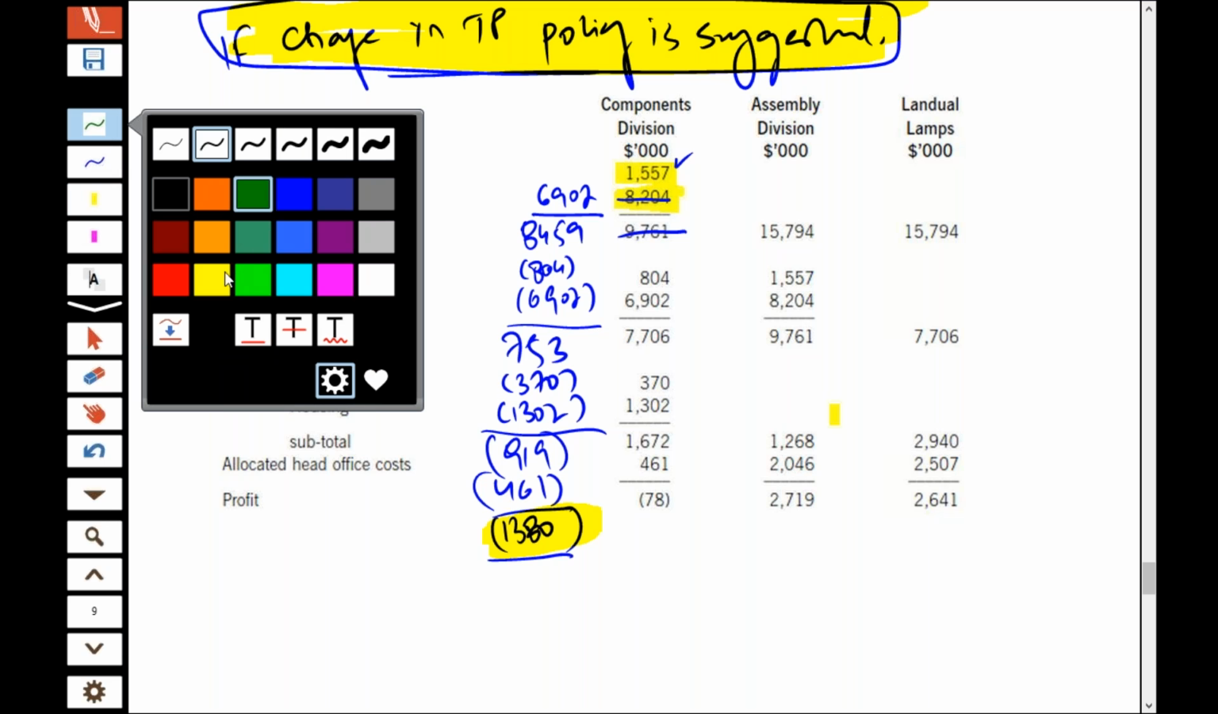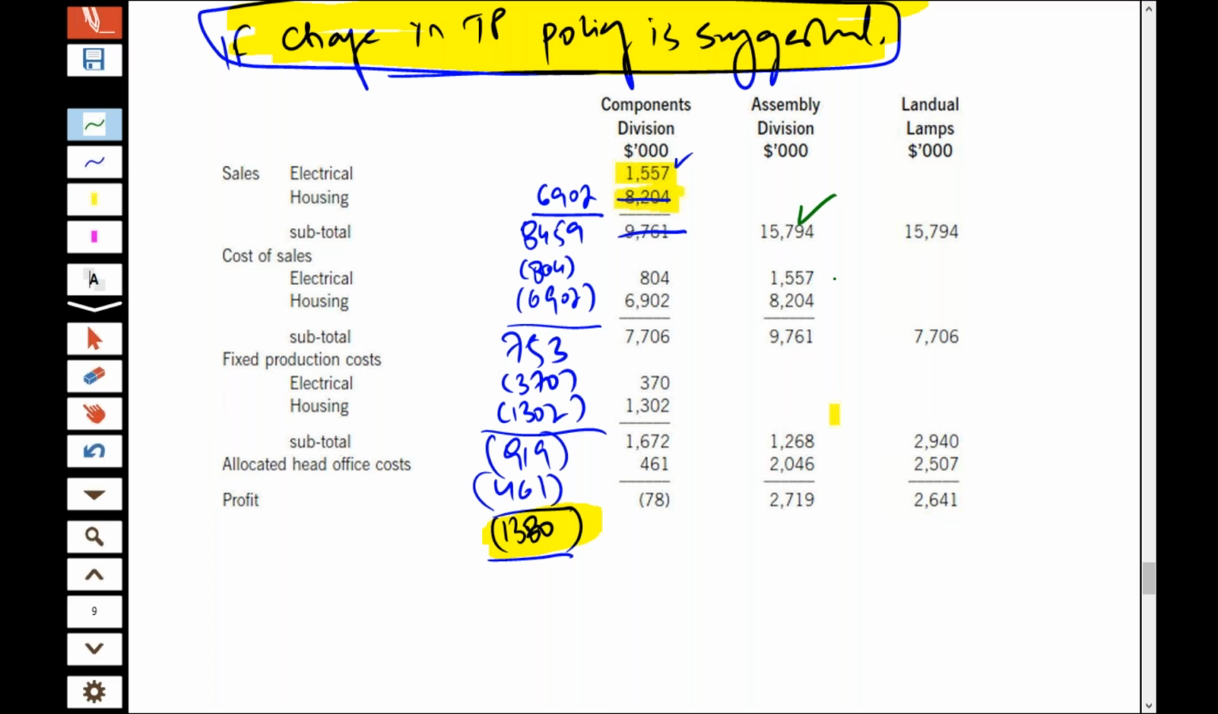Now let's move a bit forward and discuss further. The next thing is this is going to remain the same. This would become 6902. So hence 15794 less 1557 less 6902, there's going to be 7335. And you deduct this 1268 here, you deduct 2046 here. There's going to be 4021.